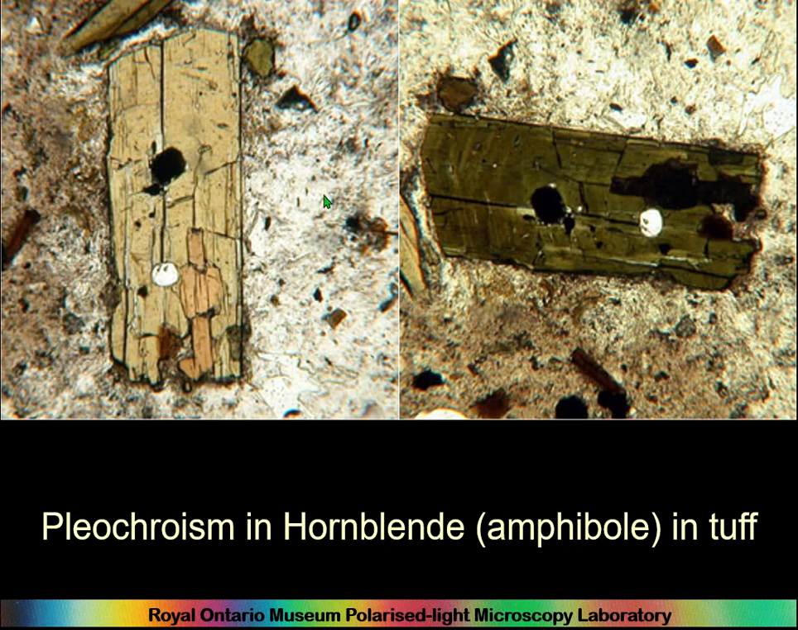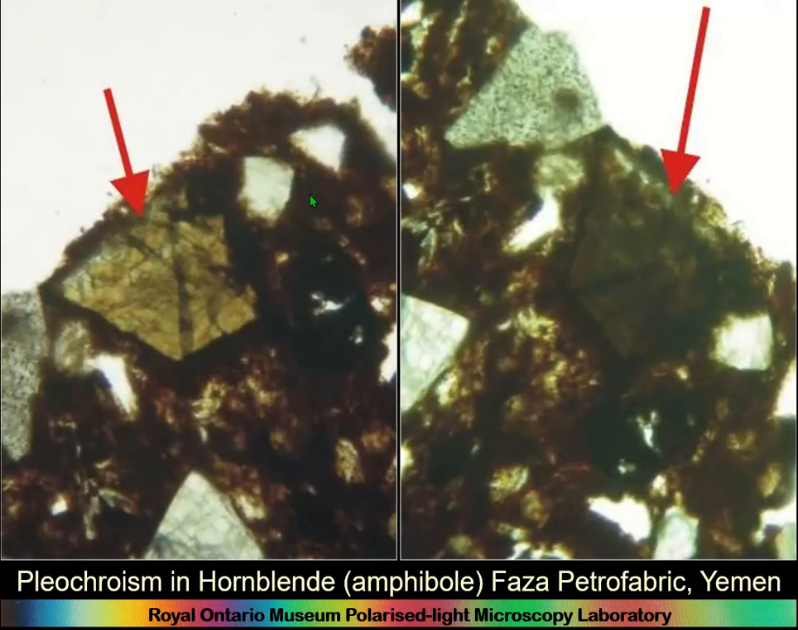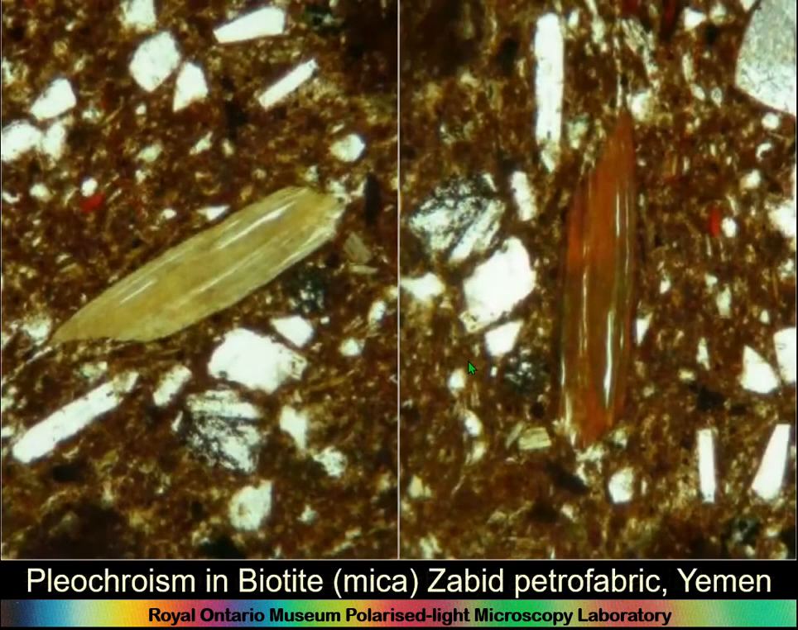Not tough, a tooth. And here is the amphibole I showed you. A hornblende, probably pleochroic green from pottery, and it's actually from Faza on the west coast of the Yemen. This is basalt here, but let's not worry about that.